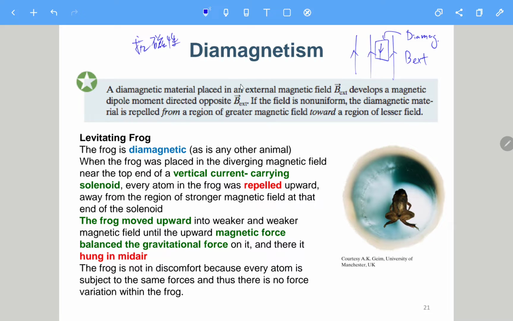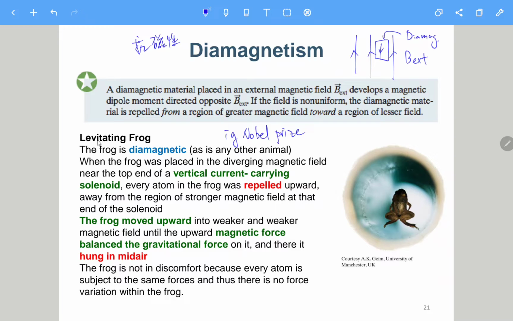So the phenomenon is like this, and below is an interesting experiment. Actually, this one got the Ig Nobel Prize. I think most of you know what the Nobel Prize is, but the Ig Nobel Prize in Chinese is called 搞笑诺贝尔奖. This experiment really got the Ig Nobel Prize.